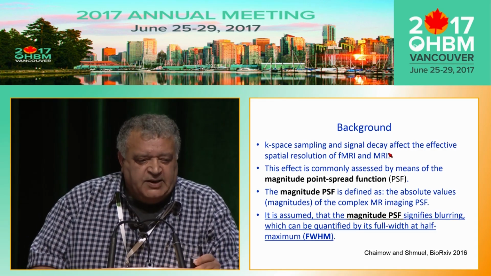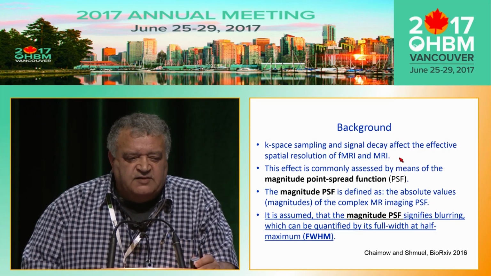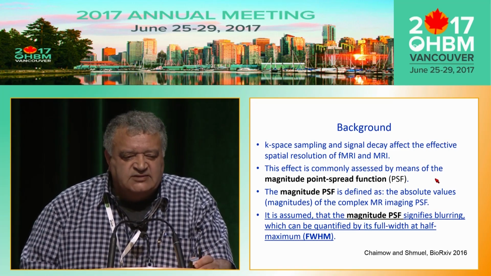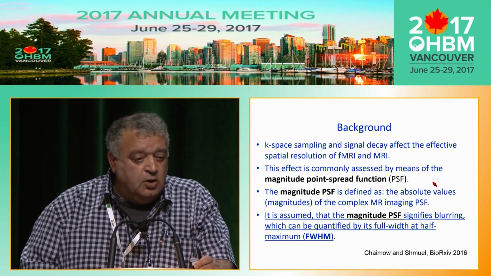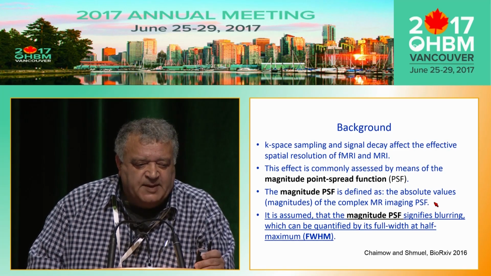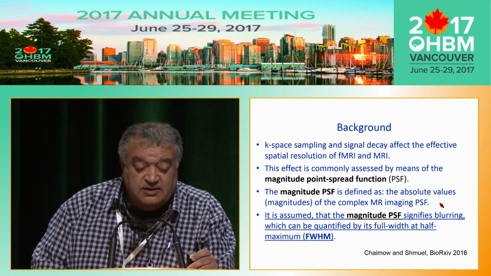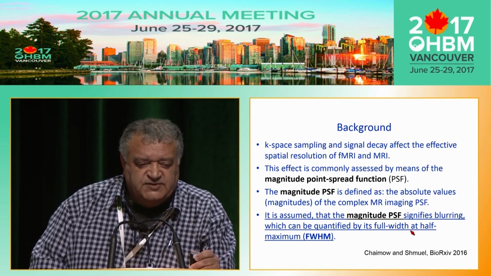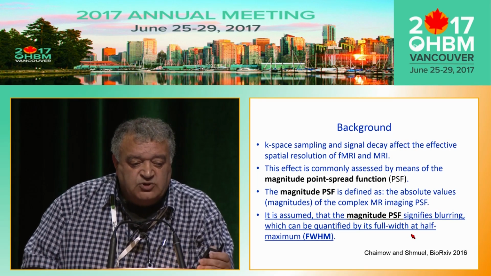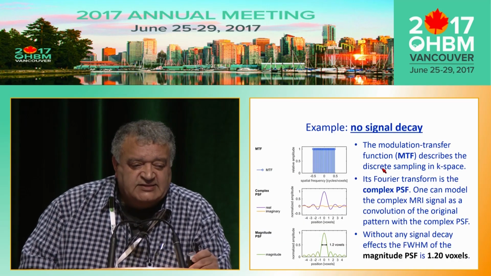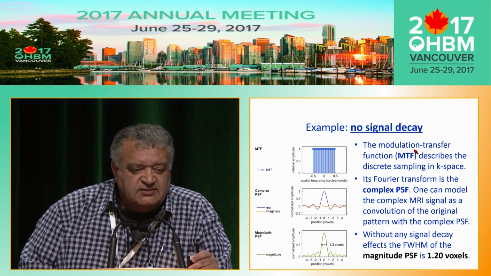So K-space sampling and signal decay affect the effective spatial resolution of fMRI and MRI. This effect is commonly assessed by means of the magnitude point spread function. The magnitude point spread function is defined as the absolute values of the complex MR imaging point spread function. It is assumed that the magnitude point spread function signifies blurring, which can be quantified by full width at half max. So let's see an example when there is no signal decay.